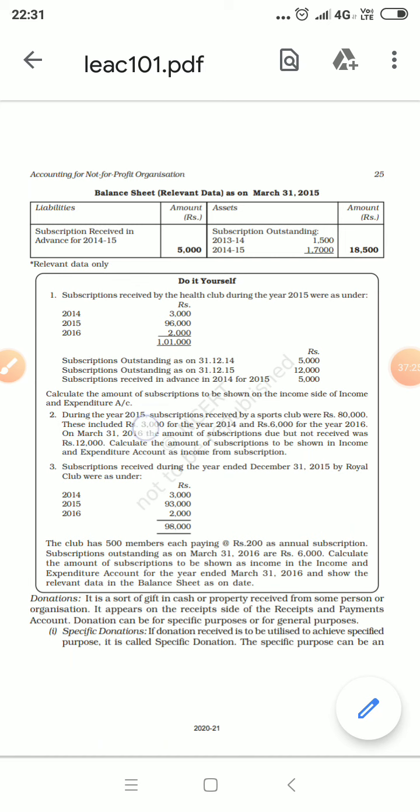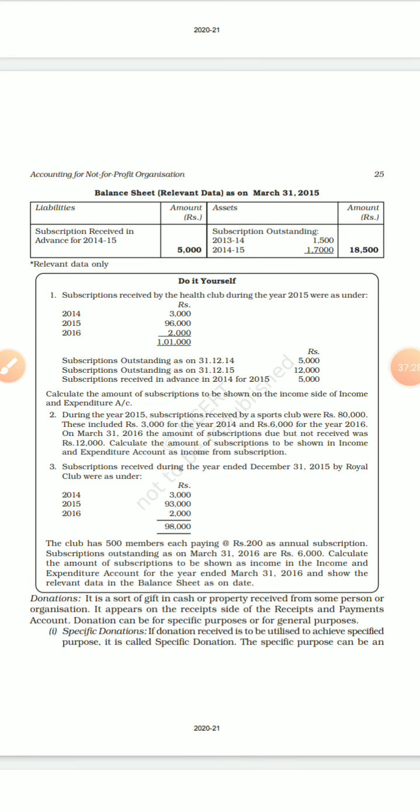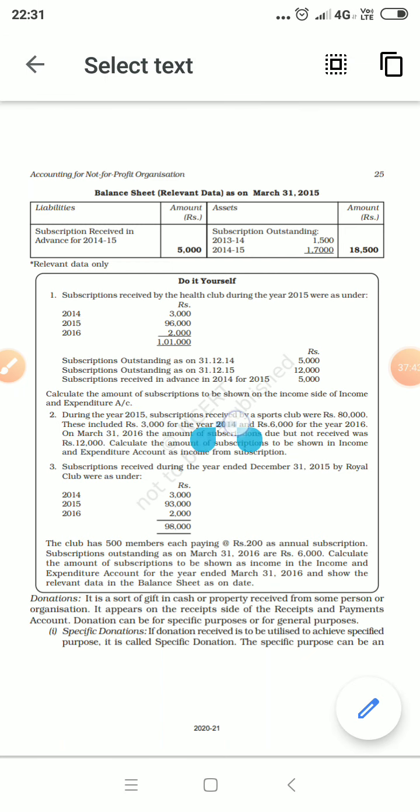Okay children. Now coming to the second question. During the year 2015, subscription received by a sports club was rupees 80,000. These included rupees 3,000 for the year 2014. So 2015 is current year, 2014 is previous year. So these included 3,000 for previous year. So we have to subtract 3,000 from 80,000. 80,000 is the total amount received, out of which 3,000 belongs to previous year.